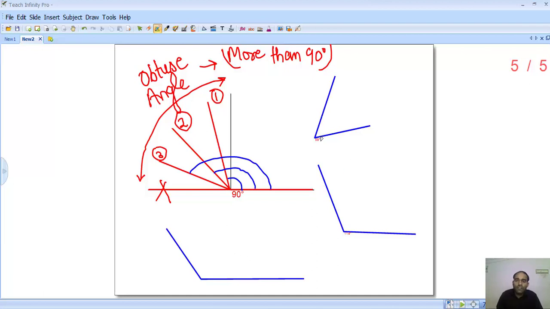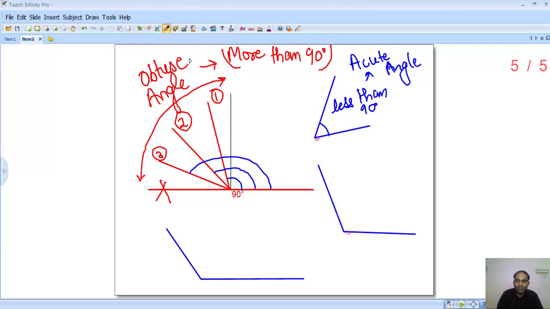Now see, this angle, as you clearly see, is less than 90 degrees. So it will be called an acute angle. Now see, this is greater than 90 degrees. You can draw one line and check yourself. How can you check yourself? Let me show you.